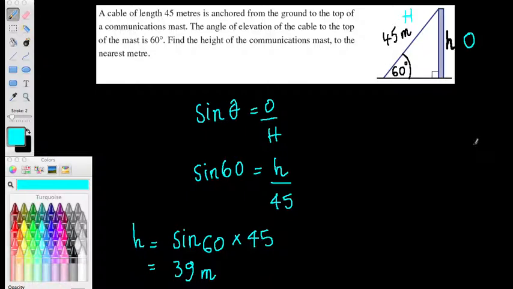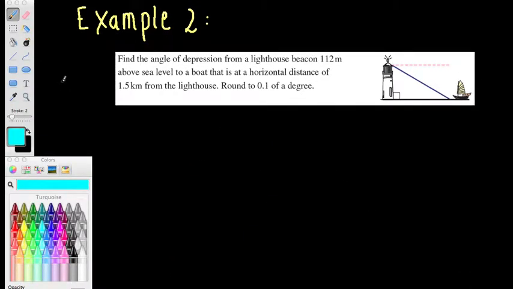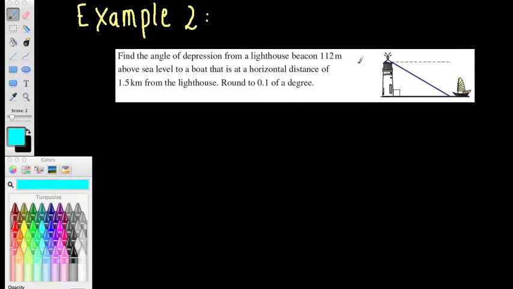The second and final example that I'll do for this video, because it is quite a long video at the moment, is this angle of depression example. So let's enter the information in. I've got angle of depression from the lighthouse beacon, so that's this up here, 112 meters above sea level. Okay, so this beacon is 112 meters above sea level, 112 meters in there. To a boat that is a horizontal distance of 1.5 kilometers from the lighthouse.